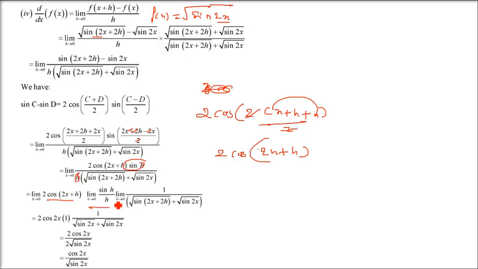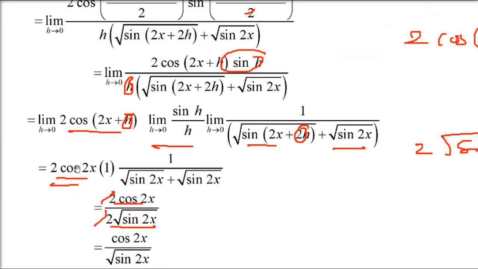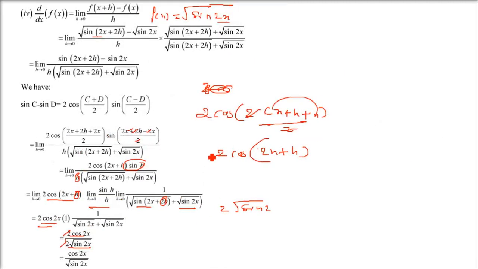Now this is under root sin 2x and under root sin 2x. So this is 2 under root sin 2x, put h as 0. This h is 0, so 2 cos 2x you got. Here h is 0, so you have under root sin 2x, under root sin 2x, that is 2 under root sin 2x. So 2 under root sin 2x in the denominator and 2 cos 2x in the numerator, 2 gets cancelled, cos 2x by under root sin 2x. This is the final one. 2 cos 2x was already there, and 2h is 0, so 2 under root sin 2x.